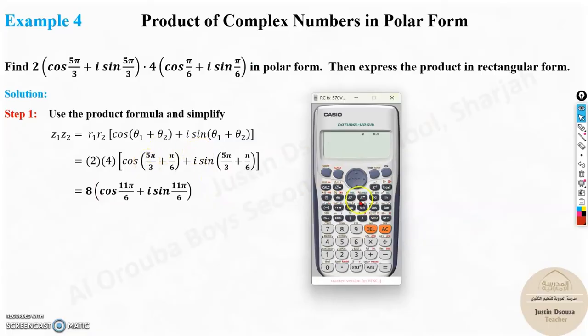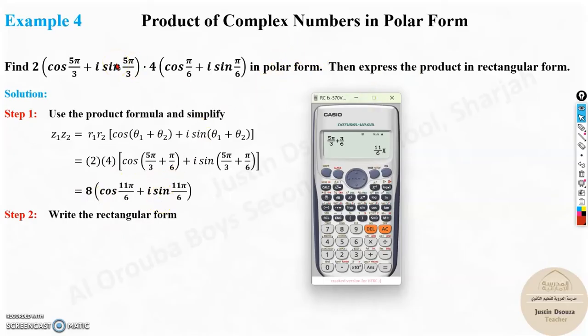Now, what about this? It is cos. It's not done over here by cos, so it's done individually. What they are doing is 5 pi by 3 plus pi by 6. That is shift pi by 6. Now it's 11 pi by 6. So in the numerator the pi, so 11 pi by 6. Same thing over here, it'll be pi by 6. Now this is it. This is the answer for the polar form.